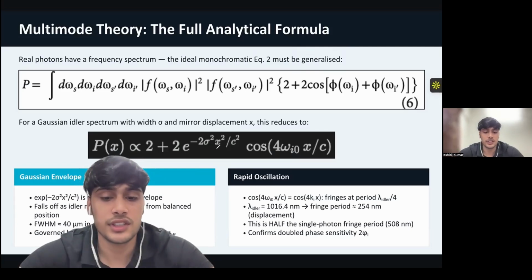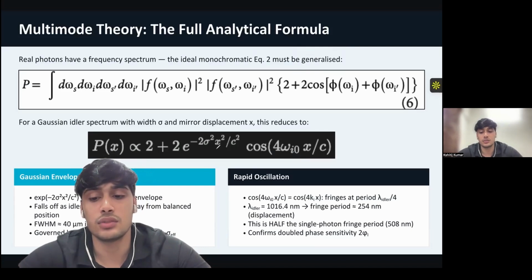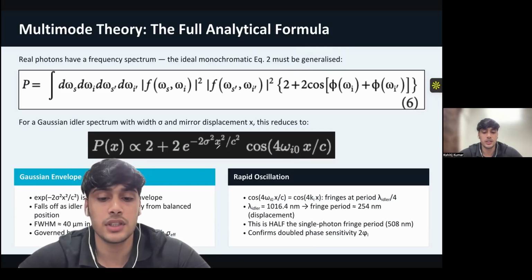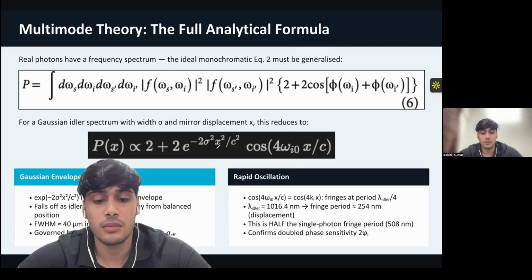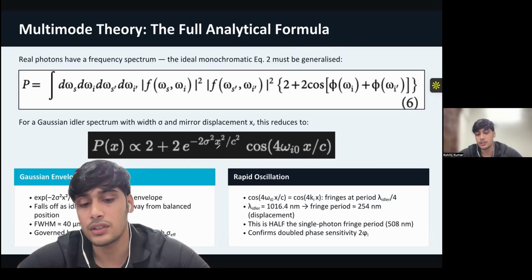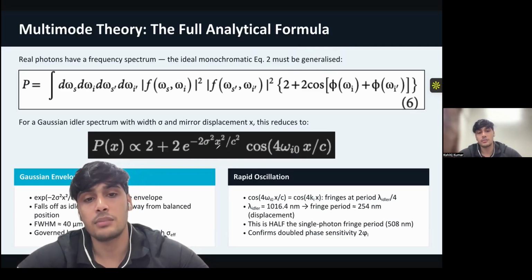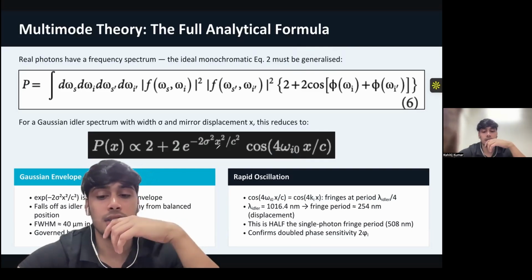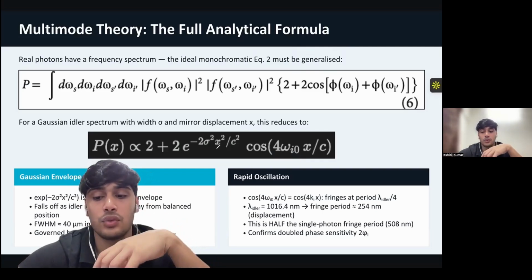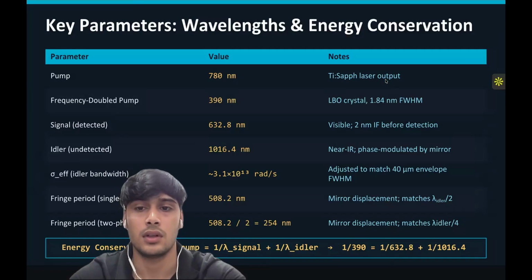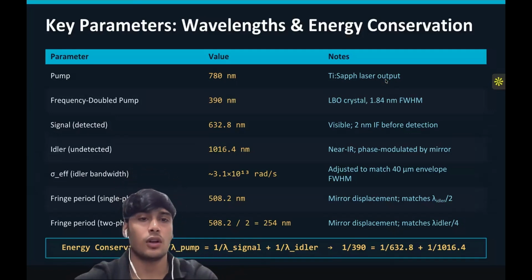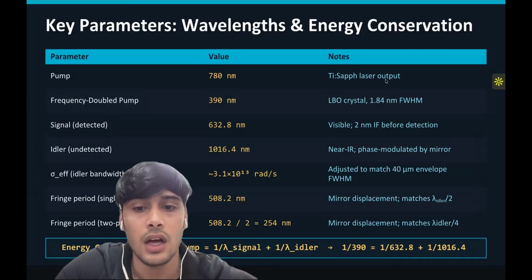So this equation has a Gaussian envelope that decays as you move the mirror away from the balanced position, multiplied by a rapidly oscillating cosine. The cosine has exactly double the frequency compared to the single photon case, confirming the 2 phi I modulation. The Gaussian envelope tells you the coherence length over which the two photon interference remains visible.